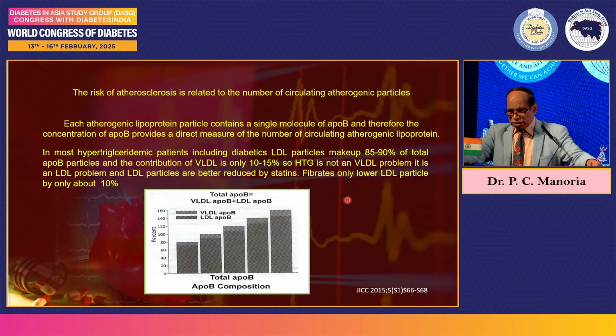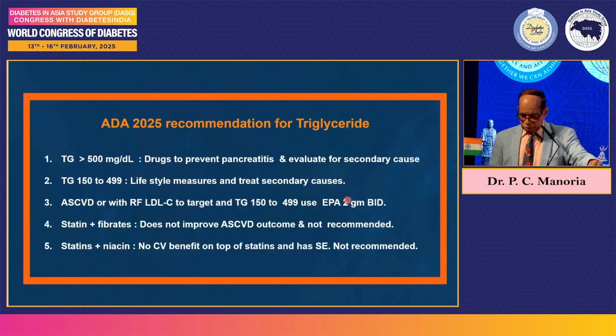And one of the reasons why this happens is that it is ApoB which enters the vessel wall, and at whatever levels of triglyceride you see in hypertriglyceridemia, the contribution of the chylomicron remnant or VLDL remnant is only 10% or 15%. That is the reason why they do not majorly contribute to regression.